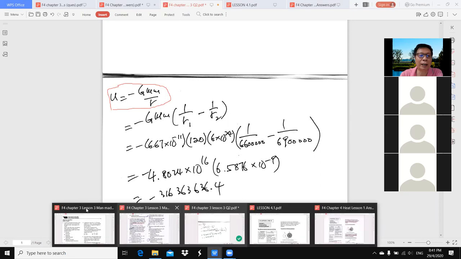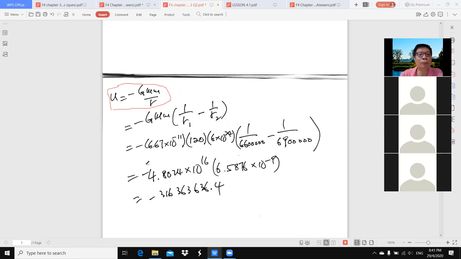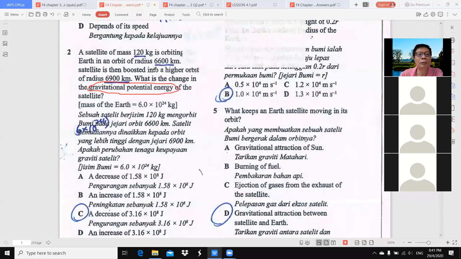Let's look at the question again. One is at this distance, the other one is further. Which potential energy is bigger? Nearer to the surface of the Earth or further away? You must know. Nearer, the potential energy is actually bigger. When it goes higher, the gravitational potential energy becomes smaller. You know why? Because further away from the Earth, the gravity becomes small. When gravity is smaller, the potential energy becomes smaller.